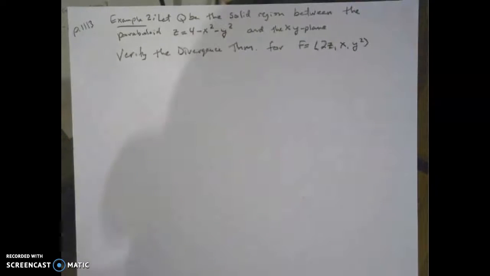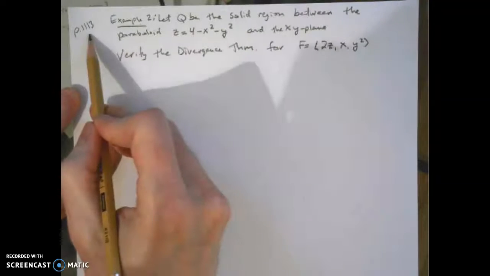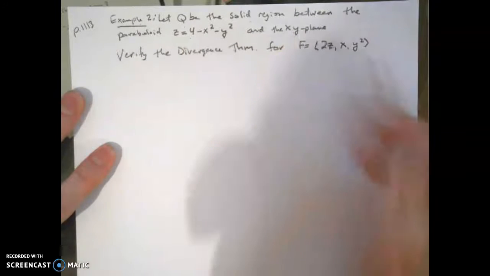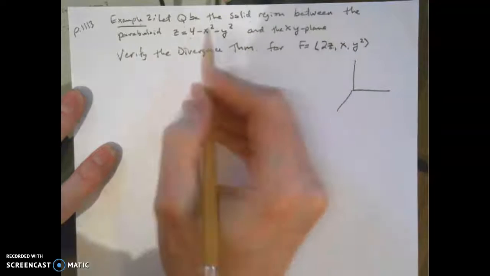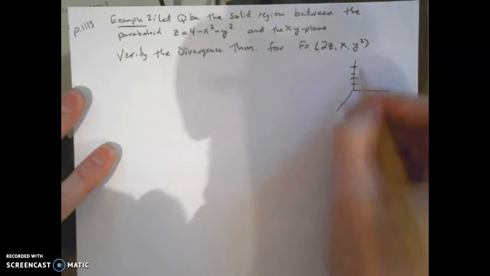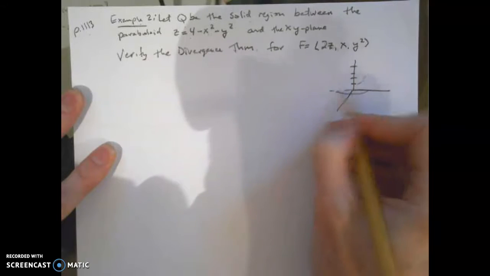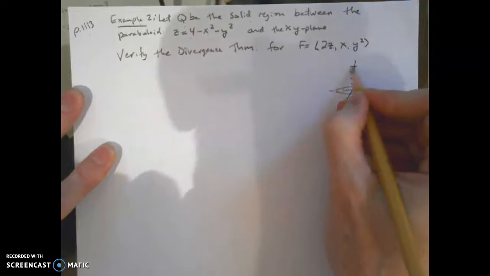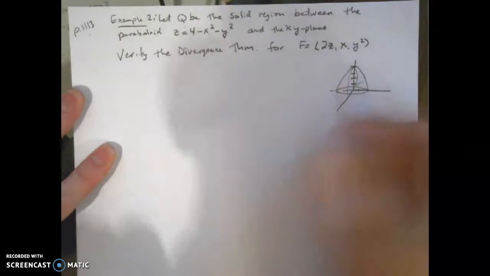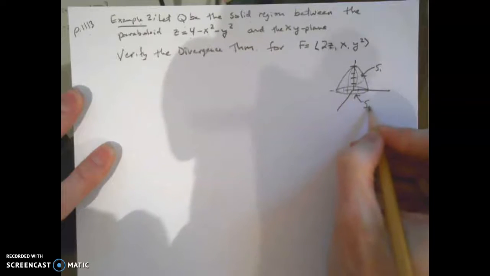Okay, 15.7, part 3. For this one, we're going to do example number 2 on page 1113. So let Q be the solid region between this paraboloid and the xy plane. This paraboloid, 4 minus x squared minus y squared, so we're going to be at 4 here. Opens down, makes a circle in the xy plane with a radius of 2. Okay, so this is our paraboloid, made up of two surfaces. We'll call this one S1, and this disk on the bottom is going to be S2.